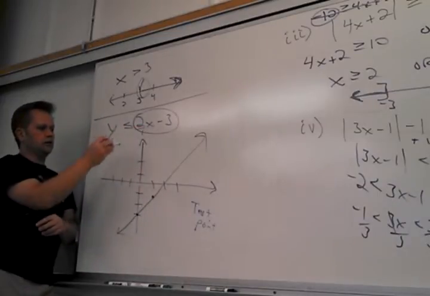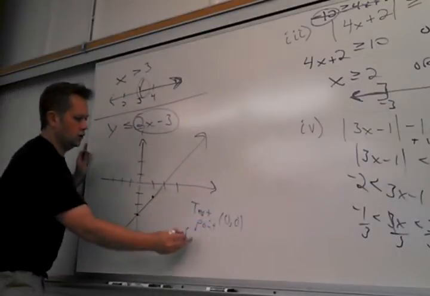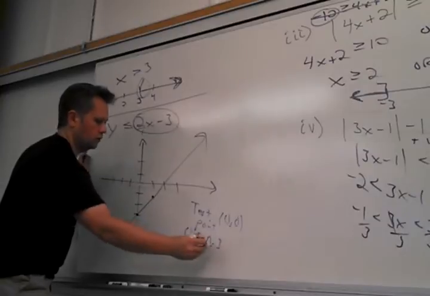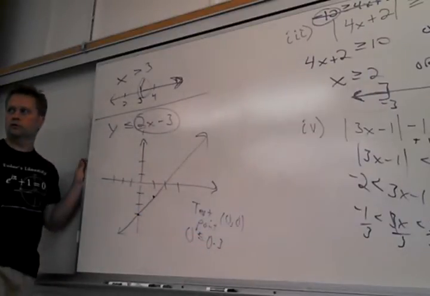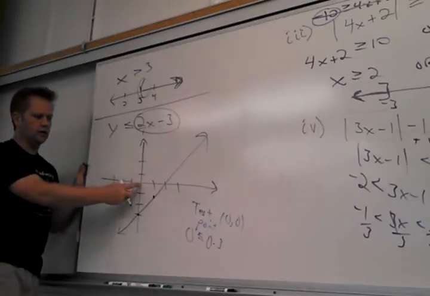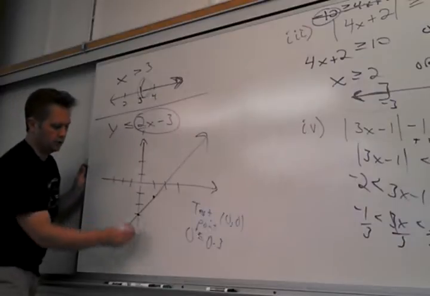So when I plug 0, 0 in, so the test point is 0, 0, is 0 less than or equal to 2 times 0 minus 3? Is 0 less than negative 3? No. So then can I shade in this direction? No, because it didn't work. So none of these work, so I shade the other.